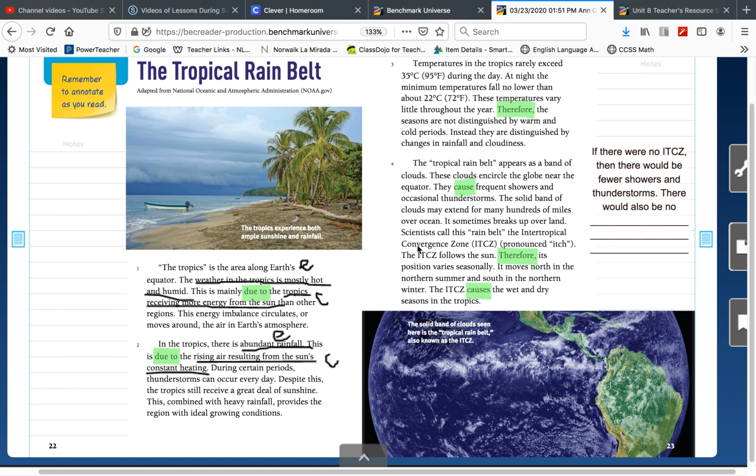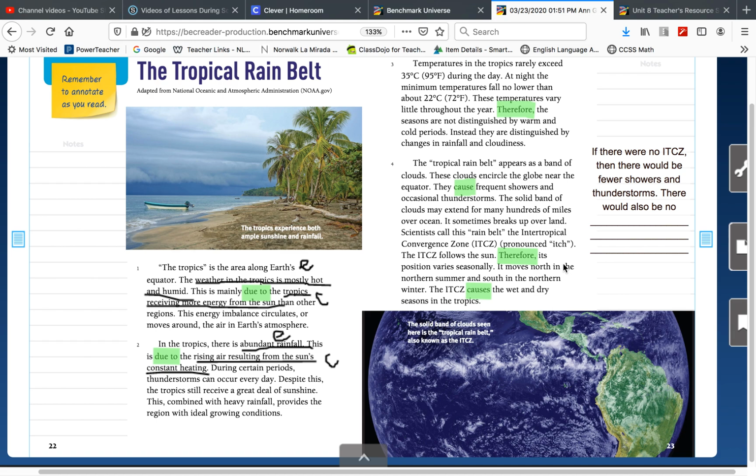Well, here it says that the tropical rain belt, which we're calling the ITCZ, causes frequent showers and occasional thunderstorms. So if there were no ITCZ, then there would be fewer showers and thunderstorms in this part of the world. What else would be different?